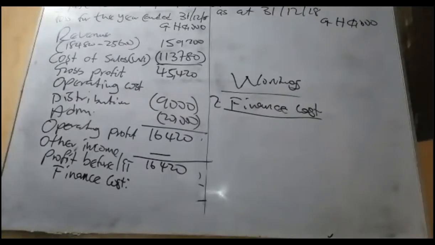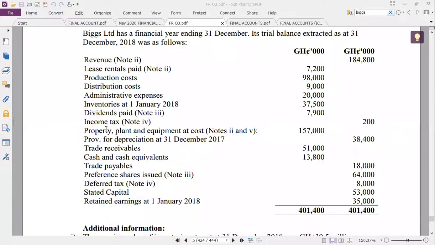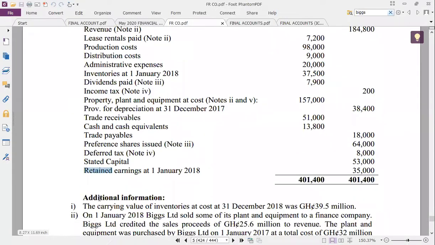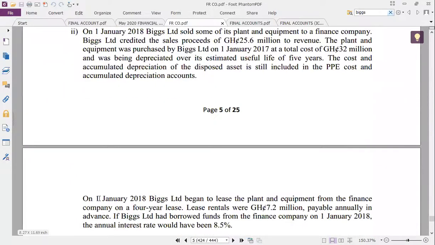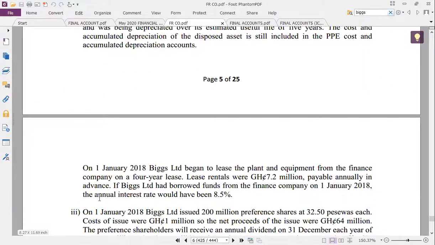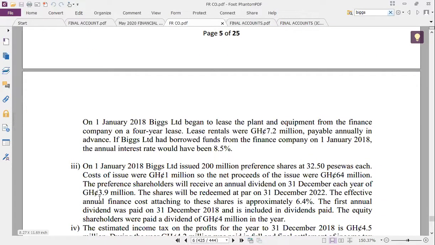Good, we will go and calculate that. So let's go to the question and pick the finance charge. So preference shares, that's note 3. And then the lease, that's all for this question. So for the lease, we do that. For the preferences, I think we calculated for the preferences.